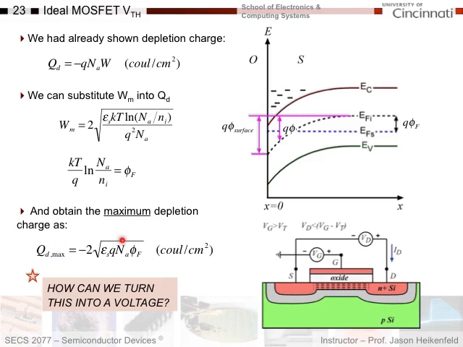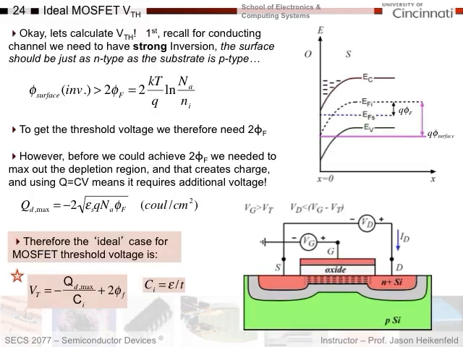So the whole point of this exercise is to determine an equation for threshold voltage. So how are you going to turn this into threshold voltage? Because threshold voltage is not charge. Well, again, let's use Q equals CV to turn this charge into a voltage. So now let's finally calculate our threshold voltage.